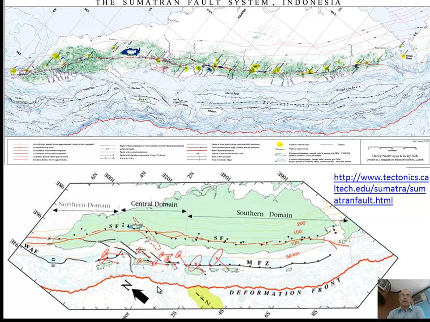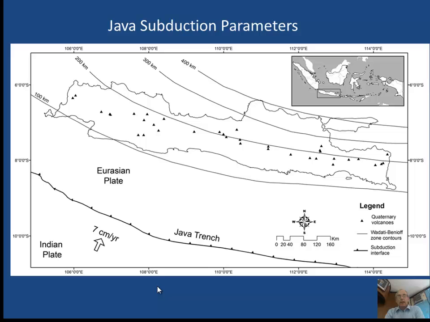So then coming to Java, this I showed already, but we can nicely see that subduction interface as delineated by the seismicity. Under us, we're 150 kilometers down to the top of the slab, and generally that 150 to 200 is the depth at which we start to get significant dewatering of the slab and melting of the mantle driving arc volcanism.